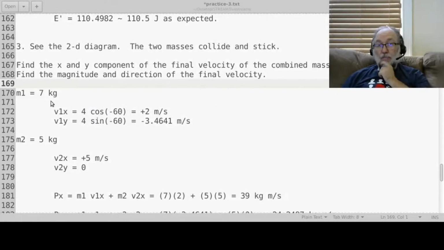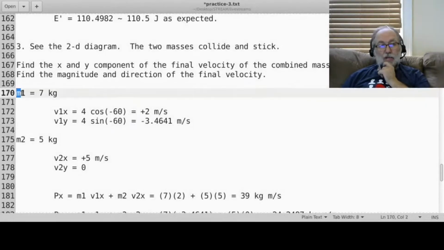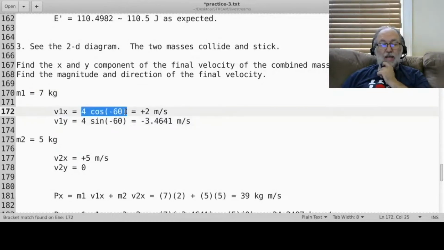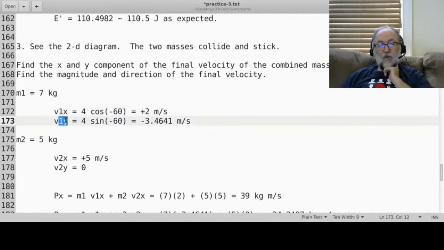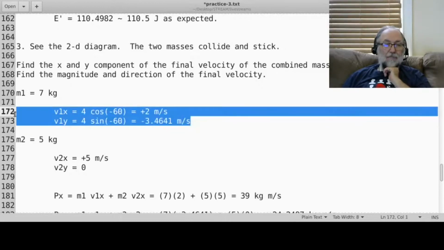Okay, so for the 7 kilogram mass, we call that one M1. So that's M1. And so we have V1x and V1y. V1x, well, that's that cosine, 4 cosine negative 60 degrees. We just reasoned out why that's the case. That turns out to be 2 meters per second, okay? And V1y, that's 4 sine of negative 60 degrees. That's negative 3.4641 meters per second, okay? So there you go. There's the V1 broken up into its x and y components.